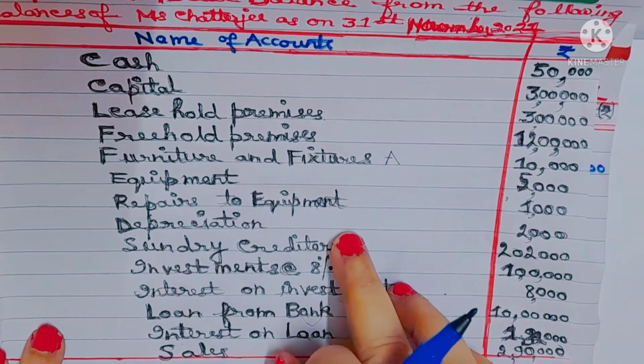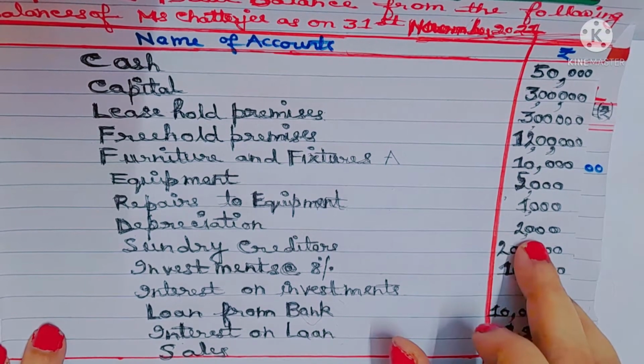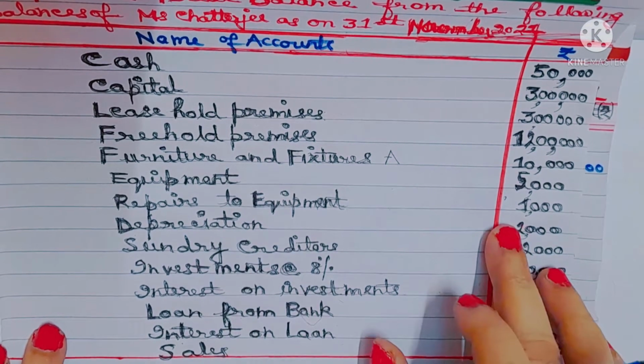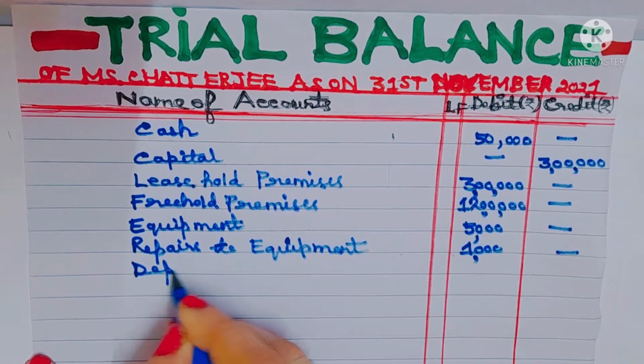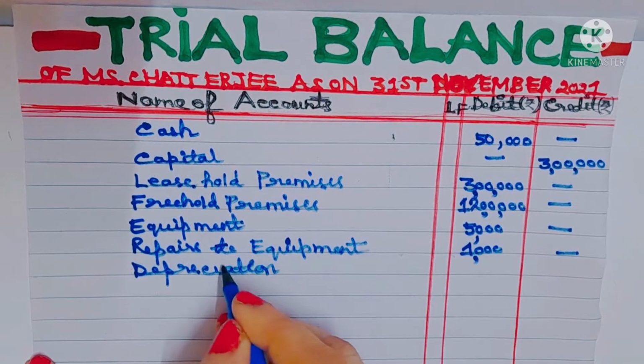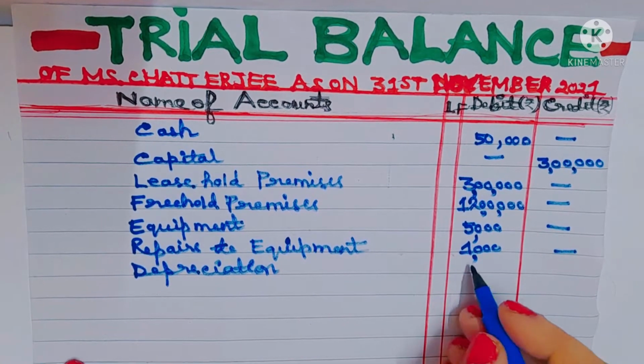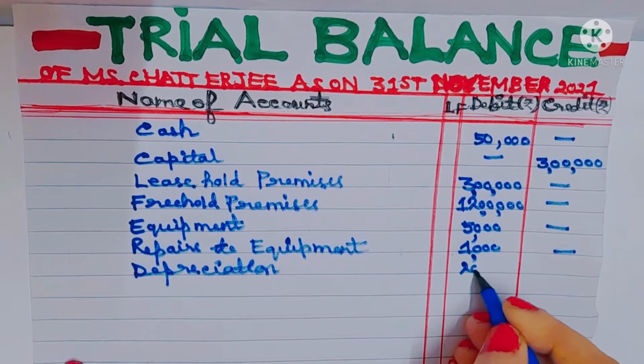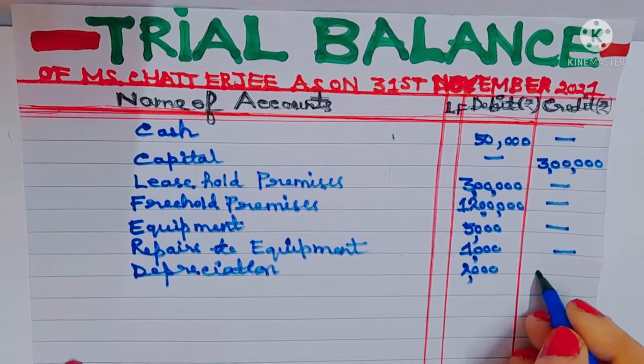The next account is depreciation, 2,000. Let's write depreciation. Depreciation is a debit balance. So, we'll write 2,000 in the debit column.